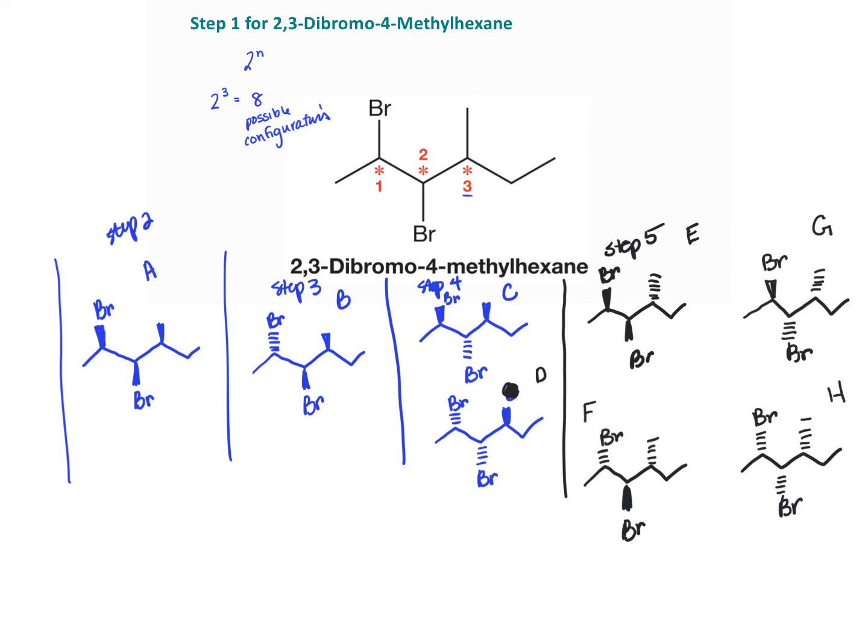So when we go back and count, we're going to see there's 1, 2, 3, 4, 5, 6, 7, 8. Then we're going to look and see if there are any redundancies in these, and I don't see that there are. We're also going to look for meso compounds. So that would be like centers of symmetry. I don't see that there are any centers of symmetry either. So those are our 8 diastereomers for this.